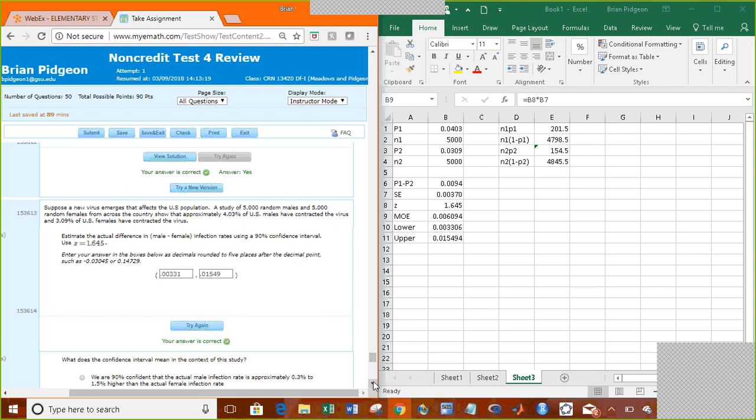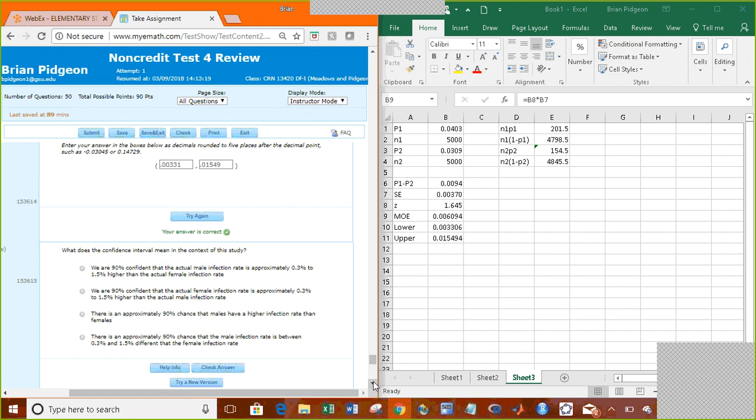And there we go. So, what does this confidence interval mean? Well, if you remember from the last test review, I did a little applet to show what a confidence interval means. The confidence level for a 90% interval means in the long run, if we calculate many intervals in the same way, 90% of the intervals will contain the true population difference in proportions.